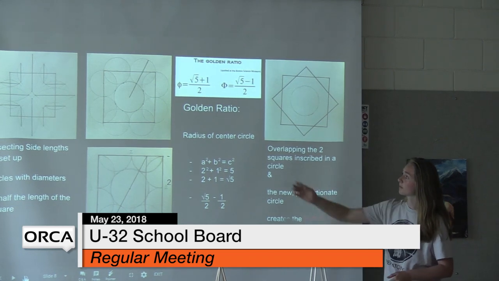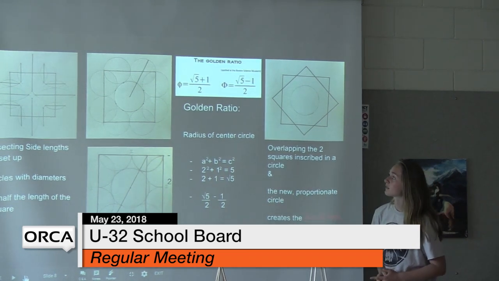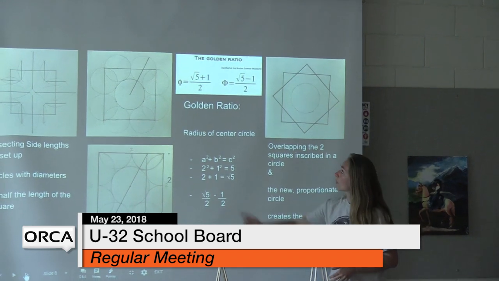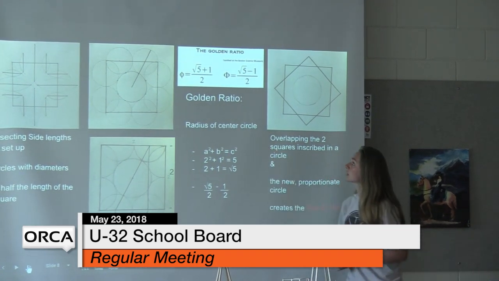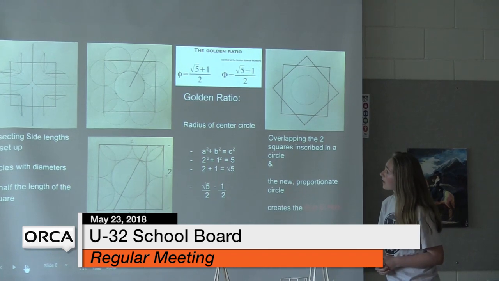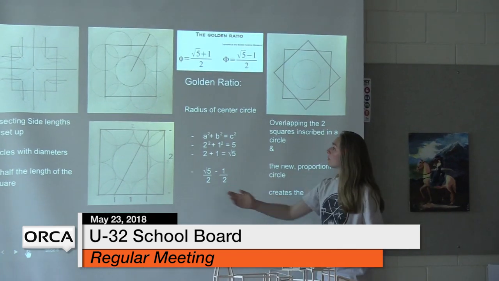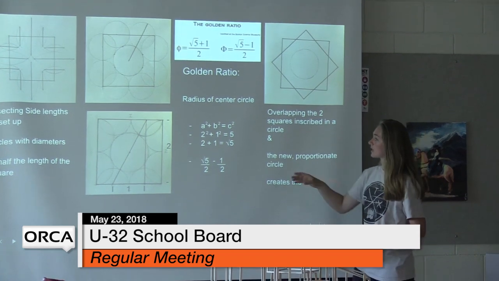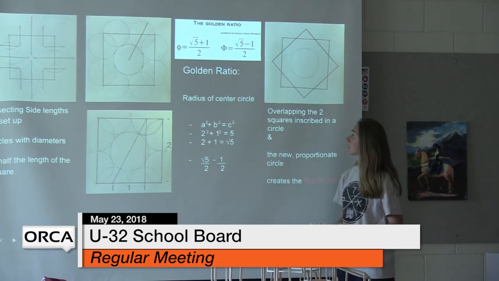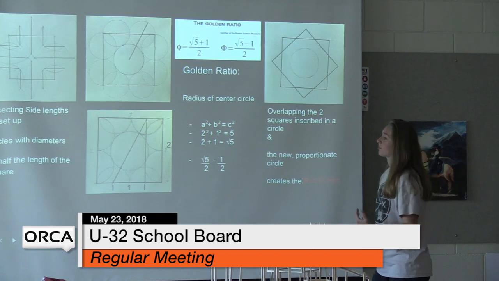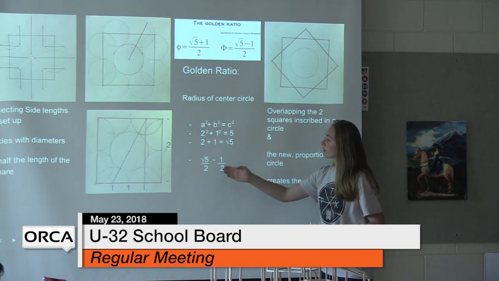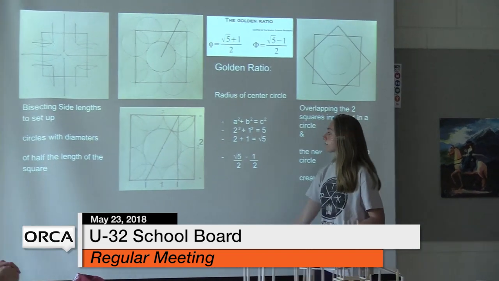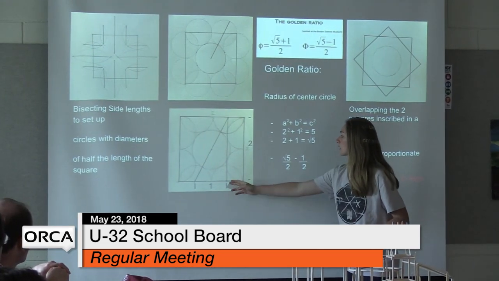And so you bisect the lines of the square twice to create points for the center points of the circles that you make. And then you get this shape, which you use to prove that the radius of the center circle is the golden ratio. And so you can do that by creating a right triangle using some of the center points of the circles, and you get that one side is 2 and one side is 1.